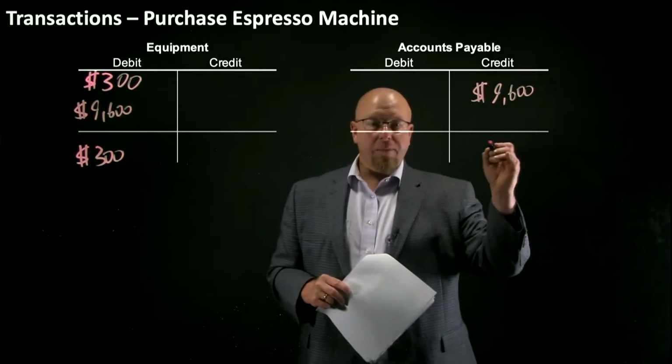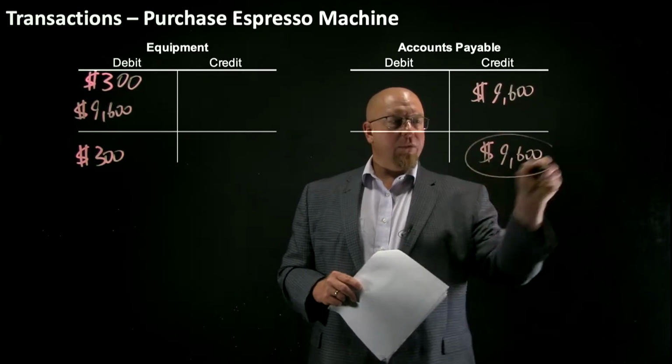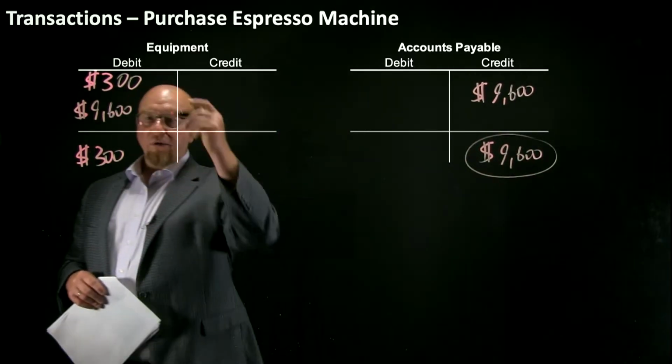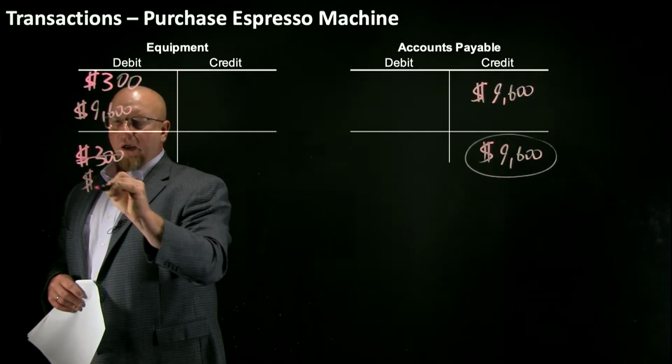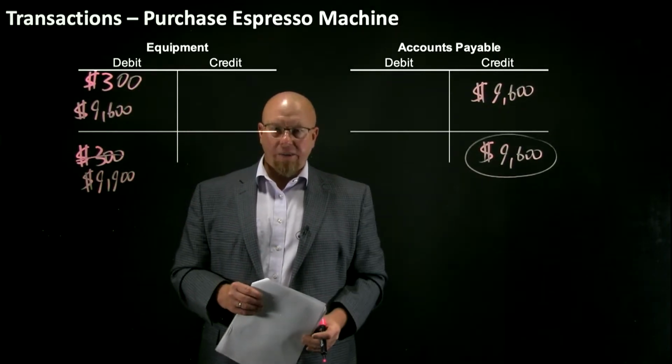Let's figure out what the account balances are at this point in time. The liability will have a $9,600 balance. And now what we have to do is add these two debits together. That's $9,900. Our equipment balance now jumps up to $9,900.